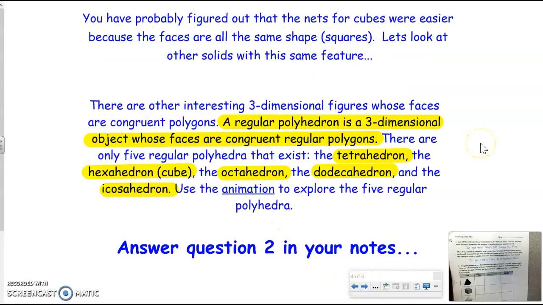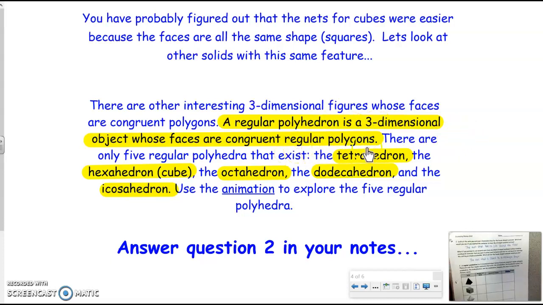All right, so let's talk about a platonic solid. Think about a cube for a second and what a net for a cube looks like. It's the easiest of all of them to make because all of the sides are squares. They're all regular polygons. Well, that is special when we talk about three-dimensional figures. Three-dimensional figures whose faces are all congruent regular polygons are what we call a regular polyhedron.